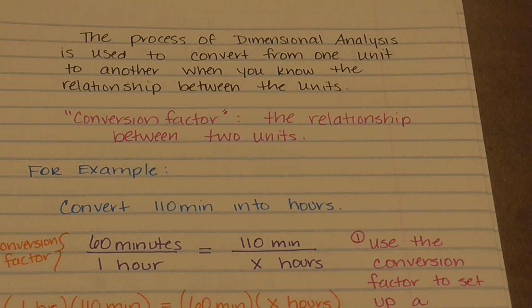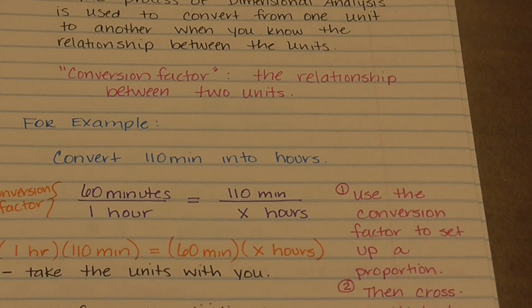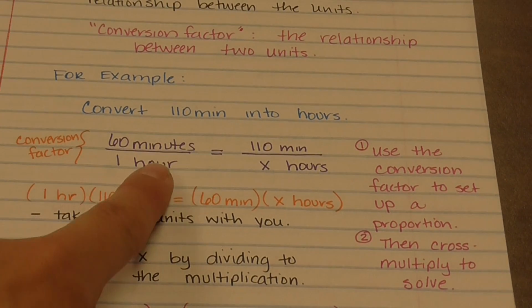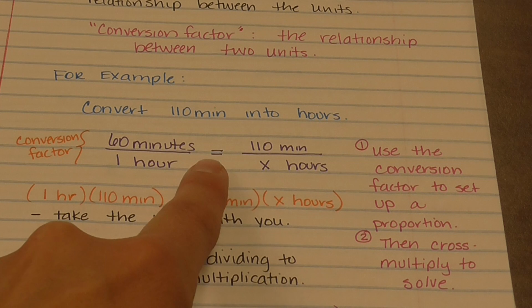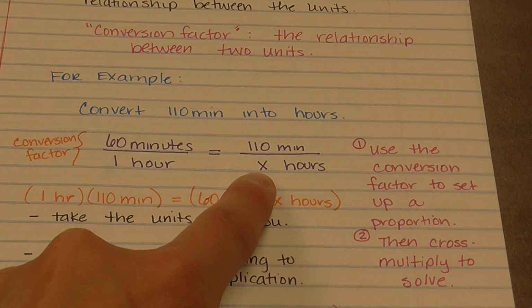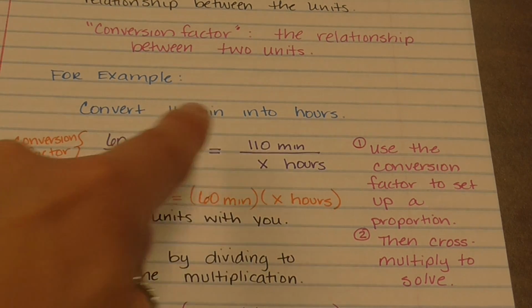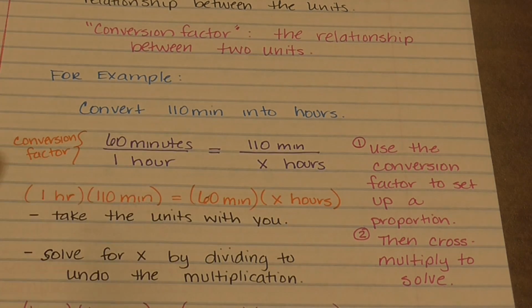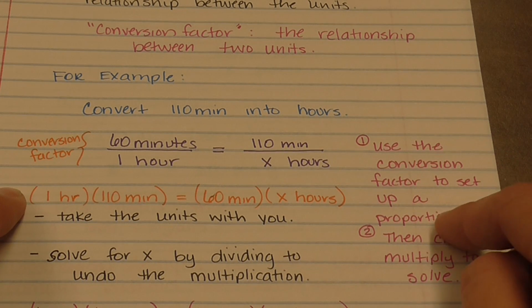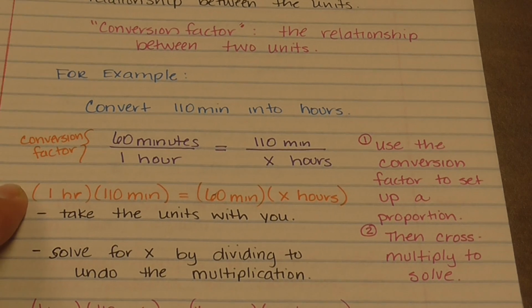Okay? So for example, if I said, I need you to convert 110 minutes into hours. What we're doing is we're using the conversion factor of 60 minutes to 1 hour. So that's my conversion factor right here. Alright, so what that equals is 110 minutes over X number of hours. I don't know how many hours we're getting yet. Now that I have my proportions set up, I can cross multiply. So I'm going to use the conversion factor to set up a proportion, then cross multiply to solve.